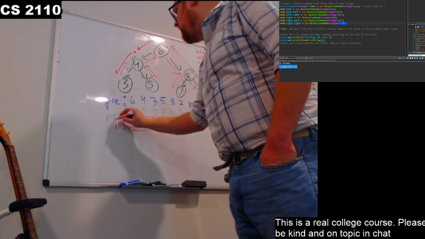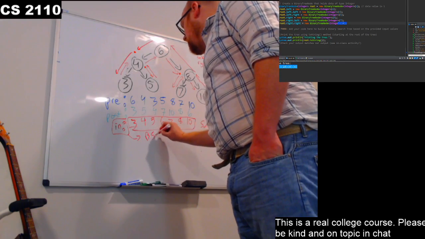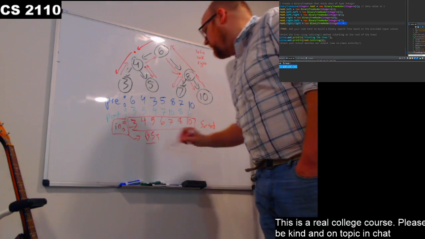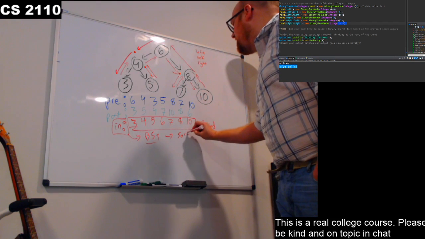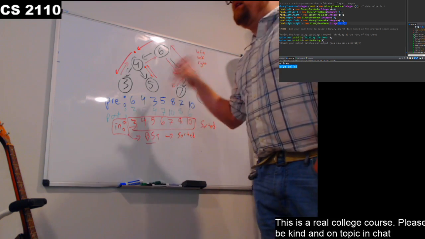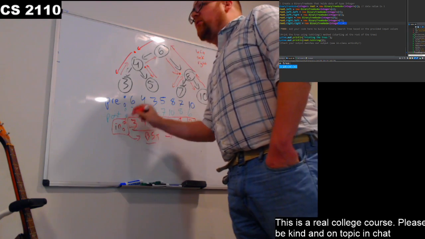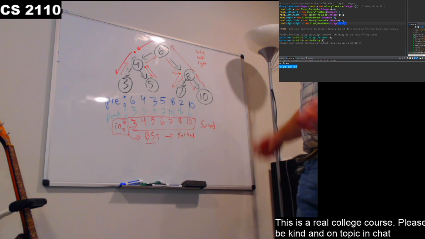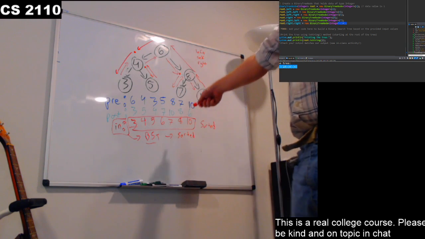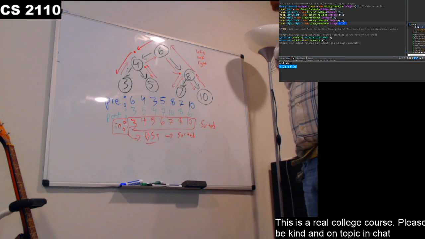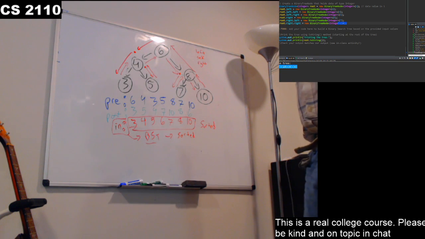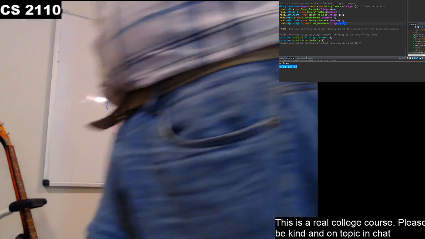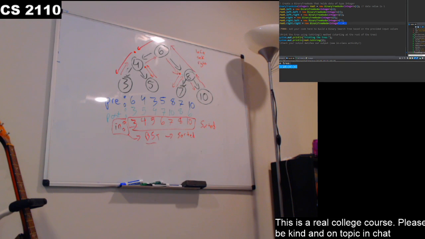An in-order traversal of a binary search tree, not a binary tree, just binary search trees, will always be sorted. It doesn't matter what the shape of the binary search tree is. If it is a valid binary search tree, the in-order traversal will always produce a sorted list of numbers. Pre and post will not do this. Are there any questions about the in-order traversal or any of these? Any questions about any of these?